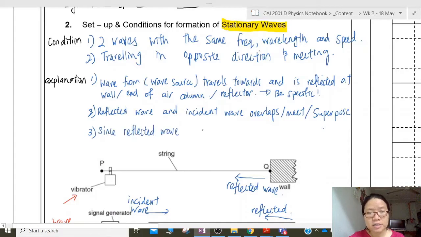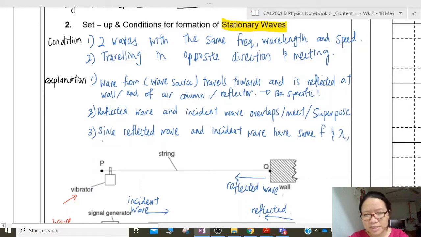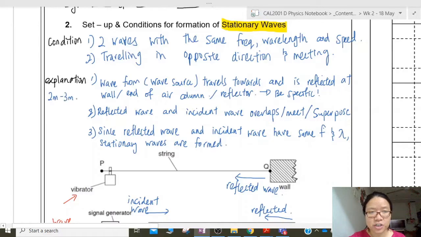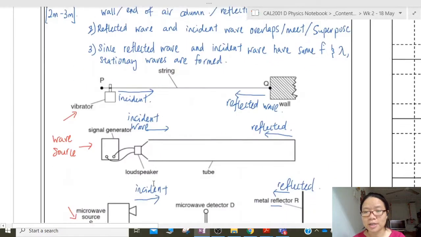Okay, so mention how it fulfills the condition. Reflected wave and incident wave have the same frequency, wavelength, and amplitude. I missed out this point, amplitude. Okay, so stationary waves are formed. I will add in the amplitude in the final version of the notes because I am not going to record this again. All right, anyway, normally the explanation is 2 to 3 marks. The condition is also 2 to 3 marks. Try past years and you will get a better idea.